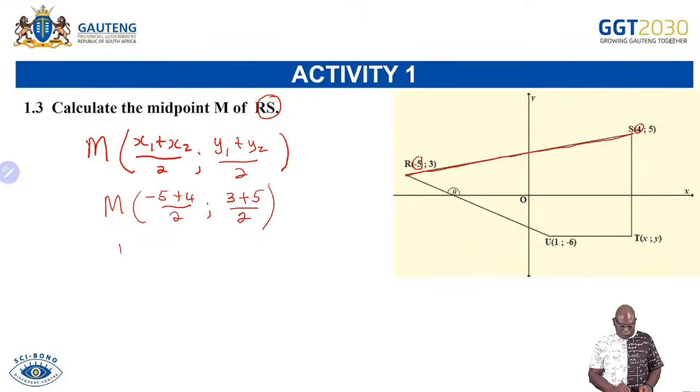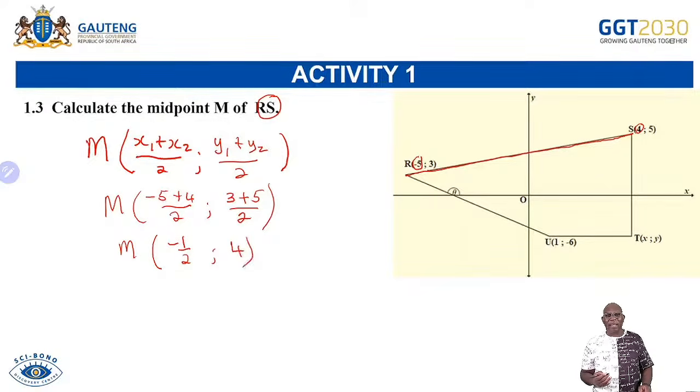Okay, so from here, just go to your calculator. Minus 5 plus 4. Now that's easy. I think it's minus 1 over 2. 3 plus 5 divided by 2, that will be 4. Now let me go and check if this point can make sense on my sketch. So the x value here, it's minus half. So probably maybe minus half will be somewhere there. I'm just guessing.